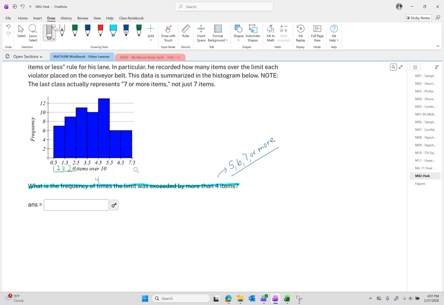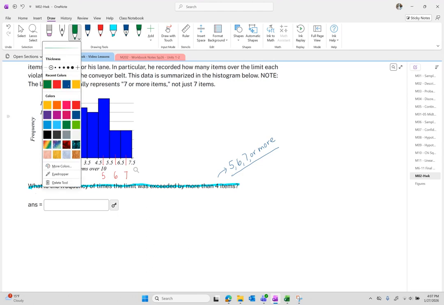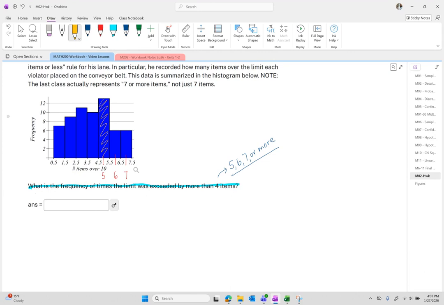Let's erase our mess here. All right, so the question is where is 5 and where is 6 and where is 7? So 5 will be between 4.5 and 5.5, and 6 will be between 5.5 and 6.5, and 7 or more was recorded as a 7 between 6.5 and 7.5. So the rectangles in question are the last 3 rectangles that we will be taking into consideration.